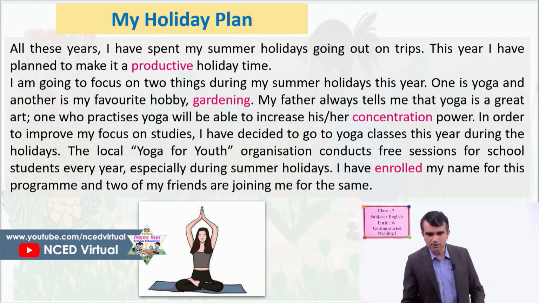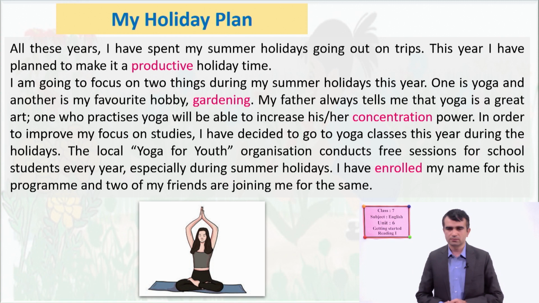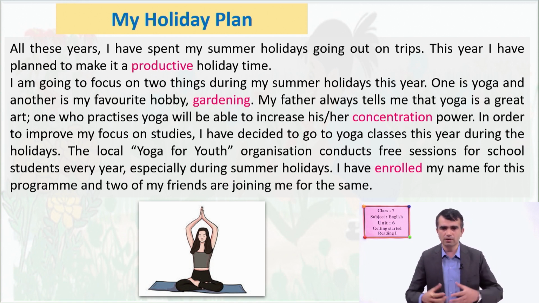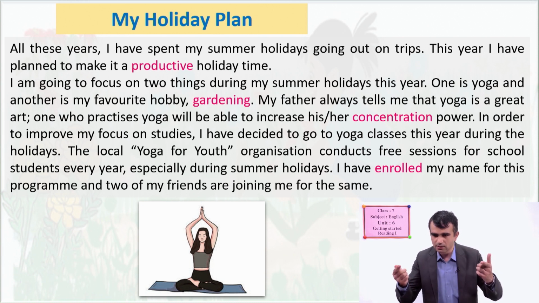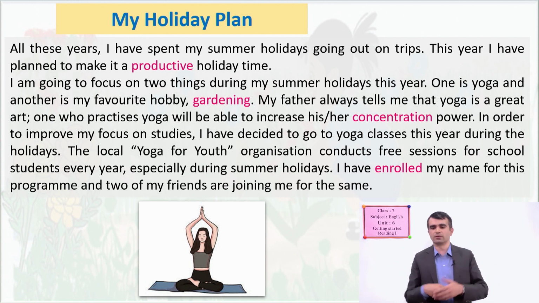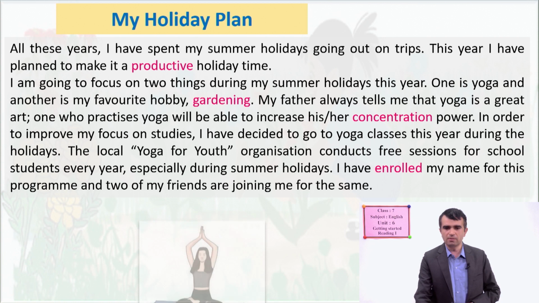Now here you can see some words are highlighted. What are the words? Read out loudly. Yes, productive. Next, gardening. Next, concentration. Next, enrolled. Very good. Now, do you know their meanings? Some of you do. Now let's see what they mean.